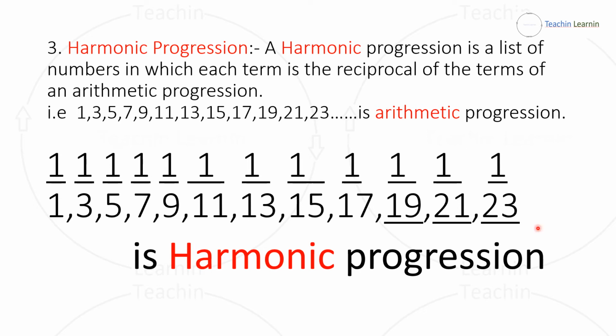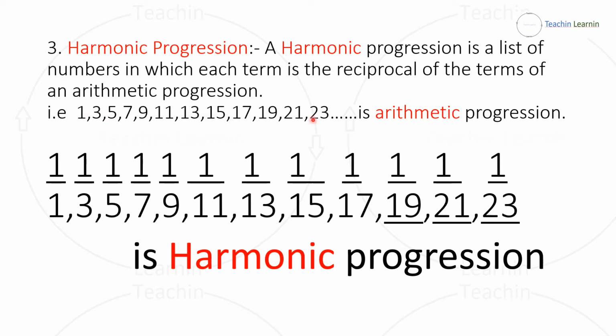Now, third one is harmonic progression. A harmonic progression is a list of numbers in which each term is the reciprocal of the terms of an arithmetic progression. So to understand this, let's have an arithmetic progression which we have discussed earlier. 1, 3, 5, 7, 9, 11, 13, 15, 17, 19, 21, 23. What you will find is that the difference between two consecutive terms is fixed. 23 minus 21 is 2, 21 minus 19 is 2, 19 minus 17 is 2, 17 minus 15 is 2.